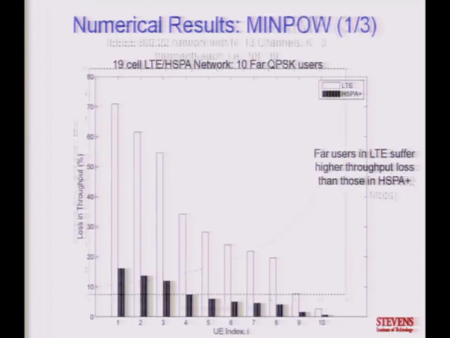In this case, we know exactly where people are, like they could be close to the cell, far away from the cell, and we know what modulations they are using. And here we are comparing LTE and HSPA in terms of loss of throughput.